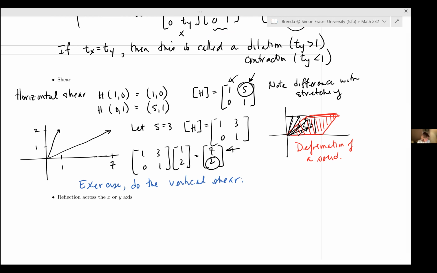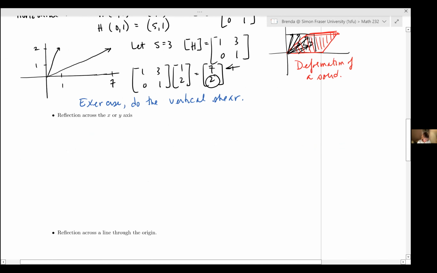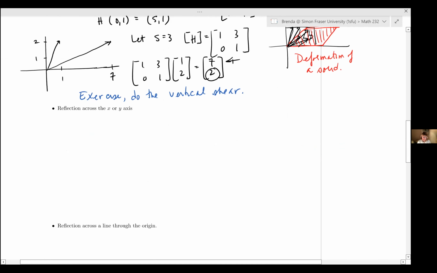what shear is. Okay, next thing we can do is we can use a matrix to reflect a vector across one or the other of the axes. So either across the x-axis or across the y-axis. So let's just get a picture of what that's looking like. We take a vector, there it is, x, and we reflect it across the x-axis. And so the image of it becomes this guy here.